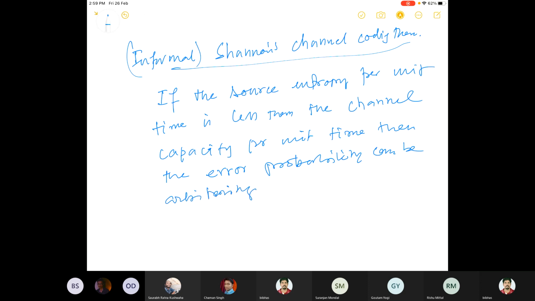Okay, small, or can be reduced, let's say, or can be arbitrarily small, using a proper design of encoder and decoder. So this is what the channel coding theorem is.